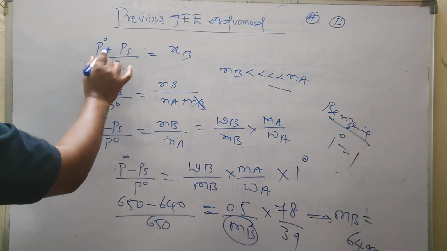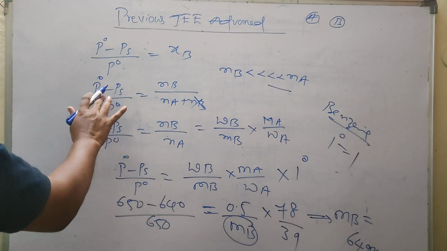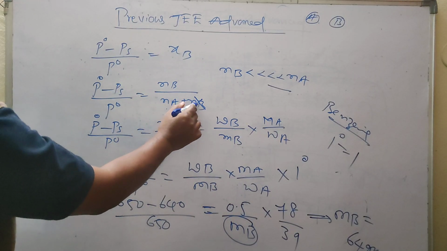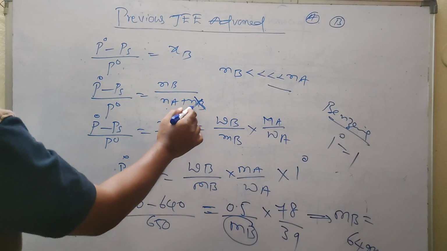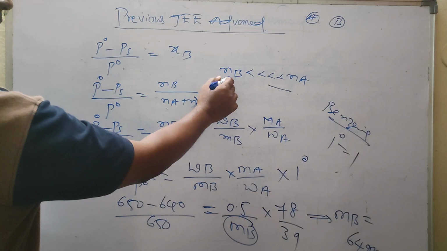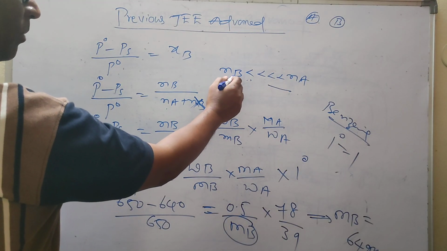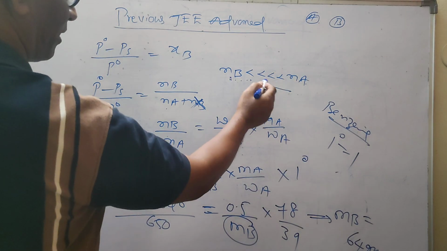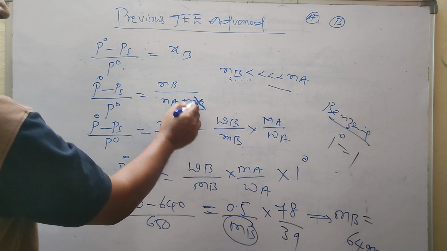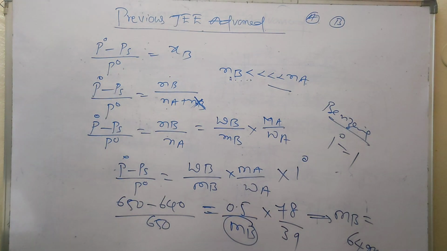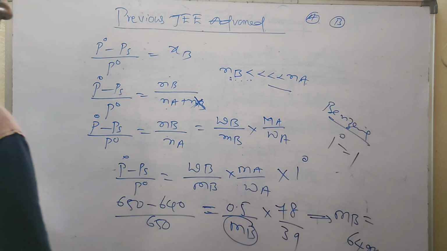P0 minus PS by P0 is equal to XB. And I am writing like this, actually NB by NA plus NB. Why am I neglecting it here? In case of dilute solutions, you remember always, NB, the solute molecules, are always less when compared to the solvent. So in the denominator part we neglect it, not in the numerator part. That you remember. So just I am writing like that.